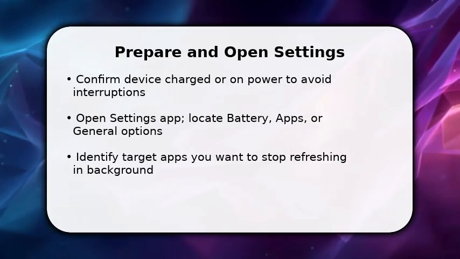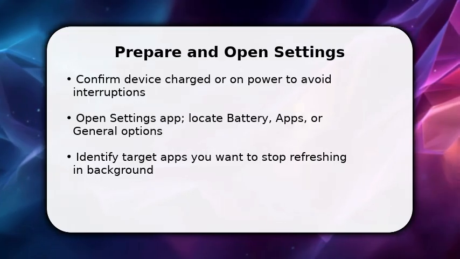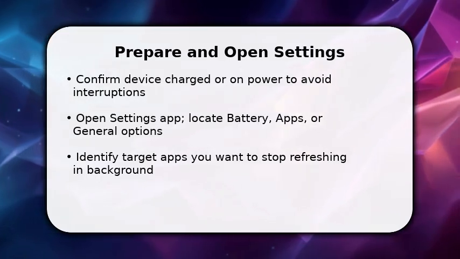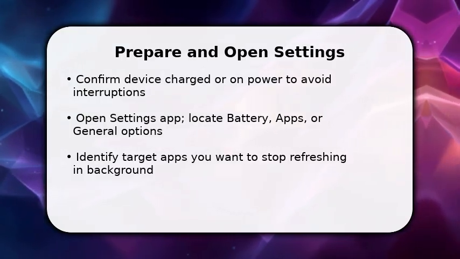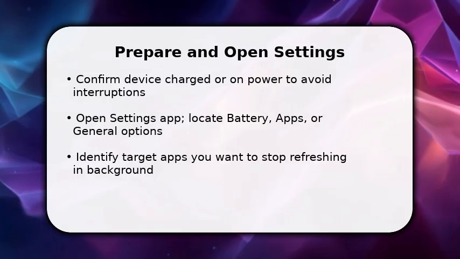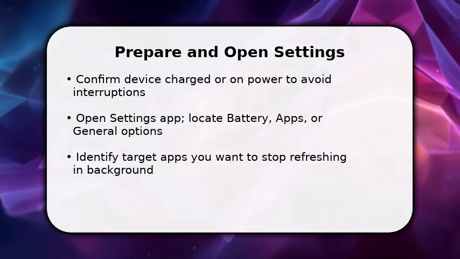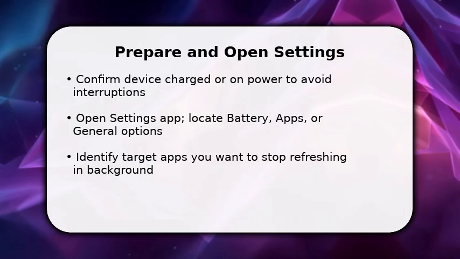You start now by ensuring your device is plugged in or above 20% so updates don't interrupt. Open Settings and go straight to Battery, Apps, or General depending on your OS. Find the list of installed apps and pick one you want to stop refreshing. You're doing this to save battery and data.